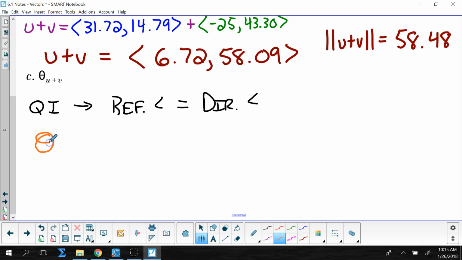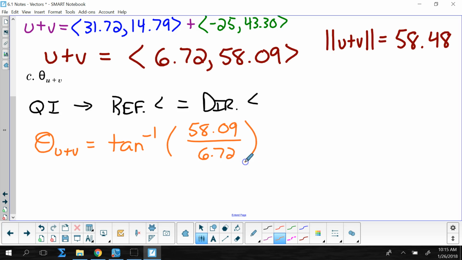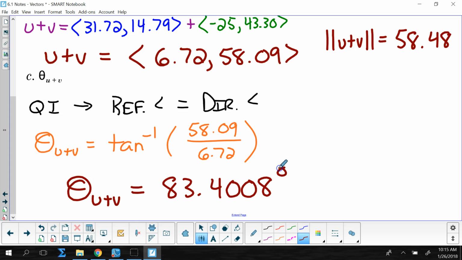So my direction angle of u plus v is going to equal the inverse tangent of y divided by x, and I would have to drop any and all negative signs, but because it's positive, I don't have to. Okay? So that gives me then my direction angle of u plus v is going to be 83.4008 degrees.